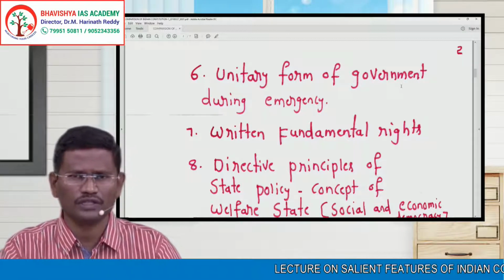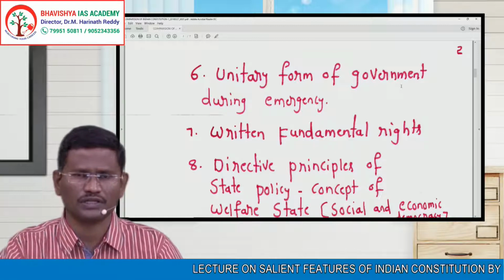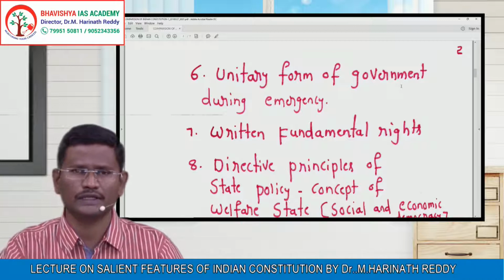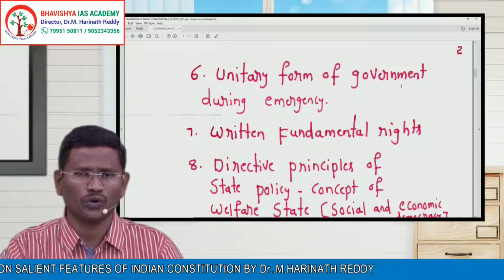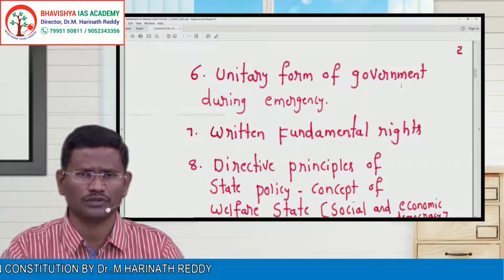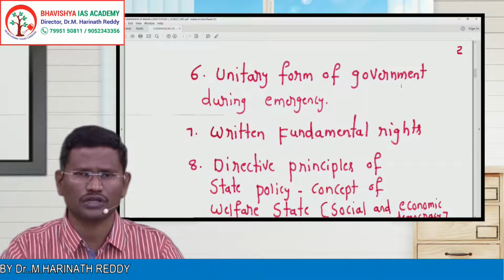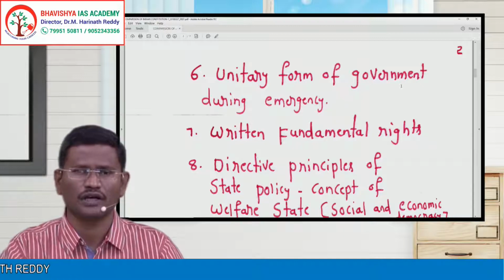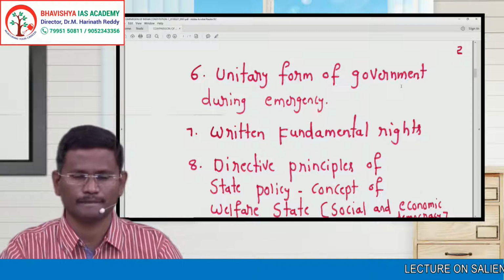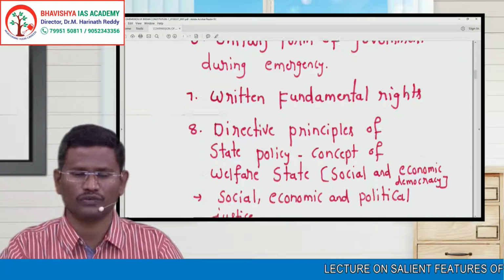See, you don't have this concept of written fundamental rights under the British Constitution. The Constitution of Britain is unwritten, so there are no written fundamental rights under the British Constitution. But under the Indian Constitution, under the American Constitution, fundamental rights are written. They are protected by the independent judiciary through the power of judicial review.